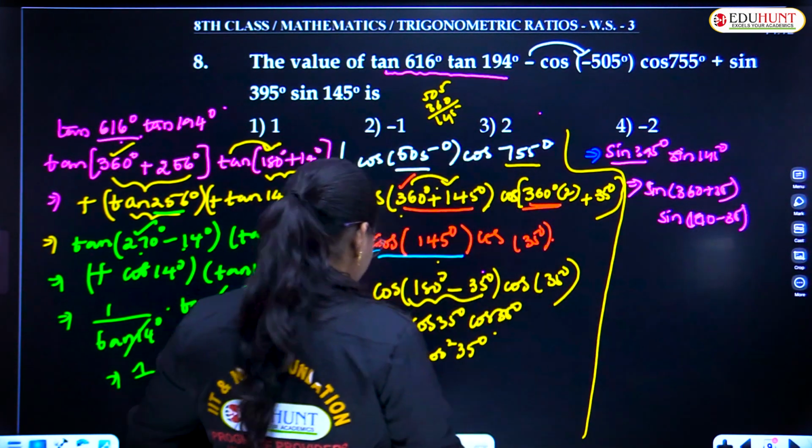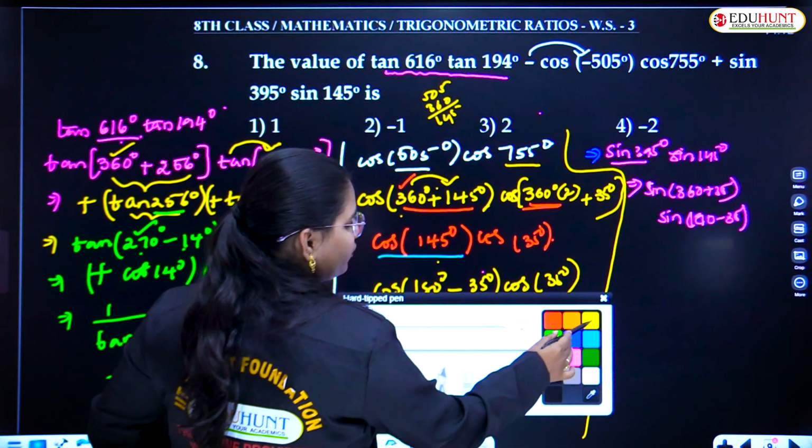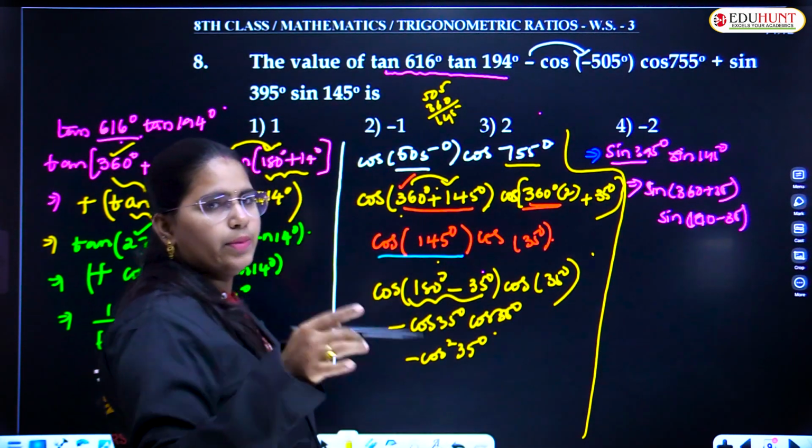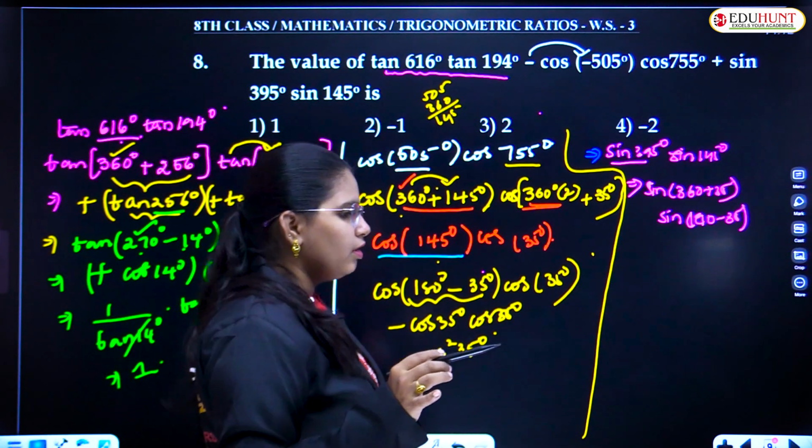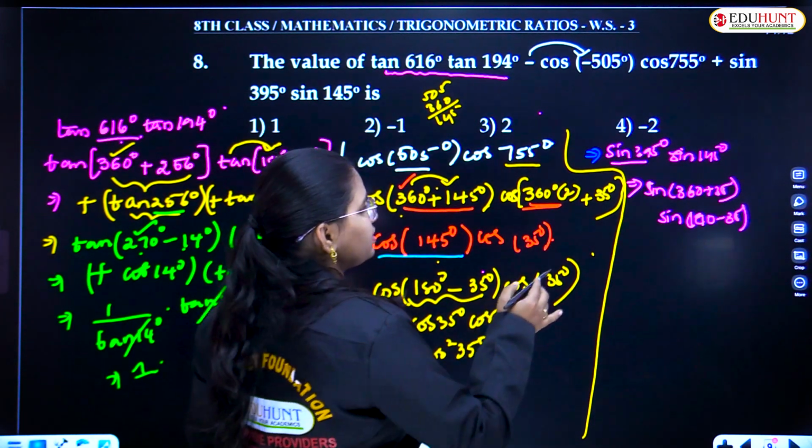180 minus 35. The color is not visible. Okay, let's change the color. Am I clear now? Right. So how can I express this?